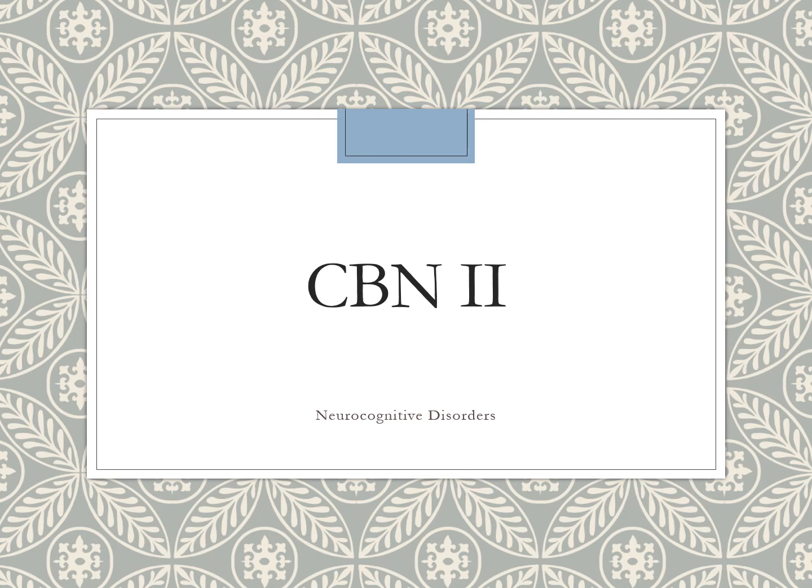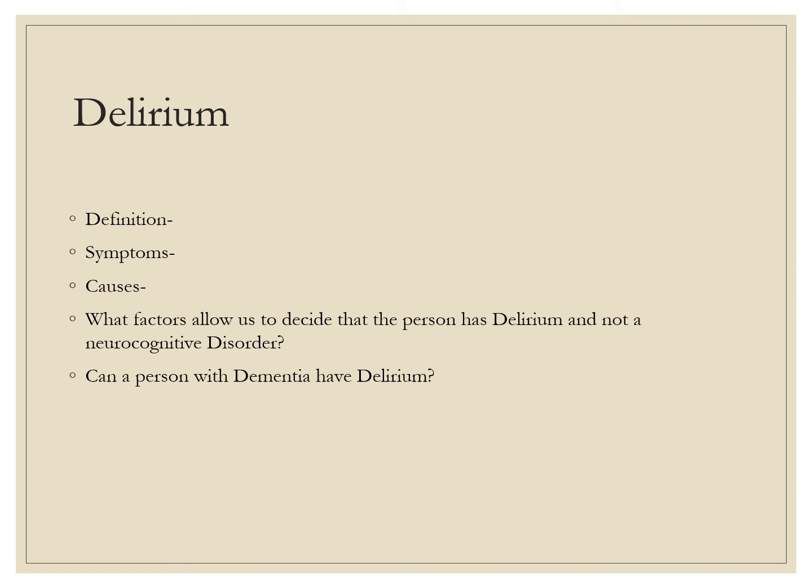This chapter will talk about neurocognitive disorders, and we'll also talk about delirium. So delirium. Delirium is defined as confused thinking and a decreased awareness of the surroundings. This usually happens quickly, between a few hours to a few days. And there's a lot of different things that can cause this.